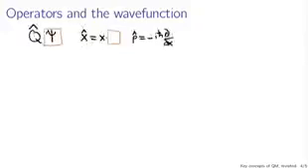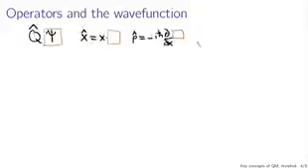We have a couple of operators that we've encountered, namely the position operator, x hat, which is defined as x times. And what's it multiplied by? Well, it's multiplied by the wave function. We also have the momentum operator, p hat, and that's equal to minus i h bar times the partial derivative with respect to x of what? Well, of the wave function.